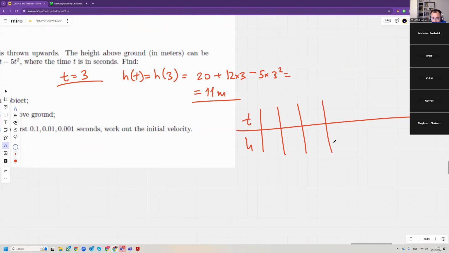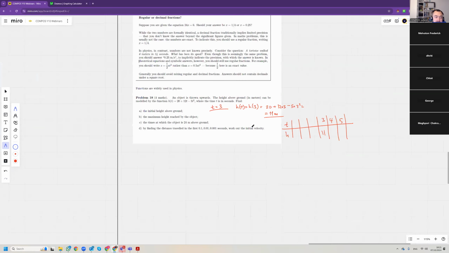So we know that after 3 seconds, the object is going to be at a height of 11. You can repeat that for 4 seconds, for 5, etc. So basically it tells you where the object is at any given time. All right.